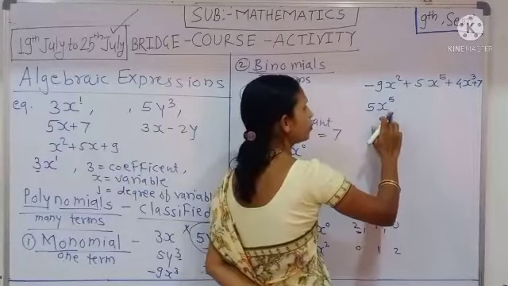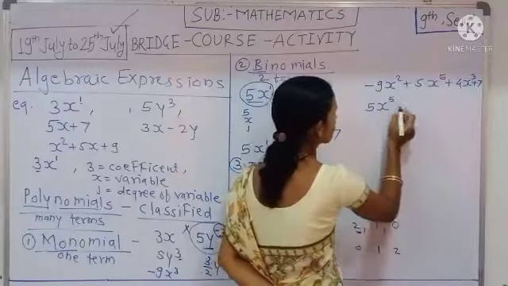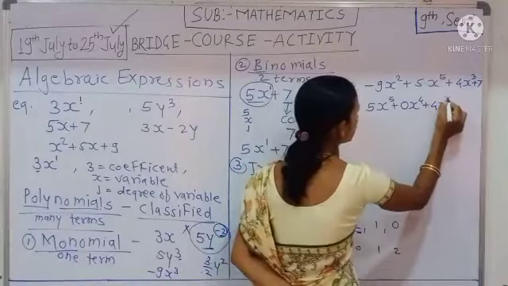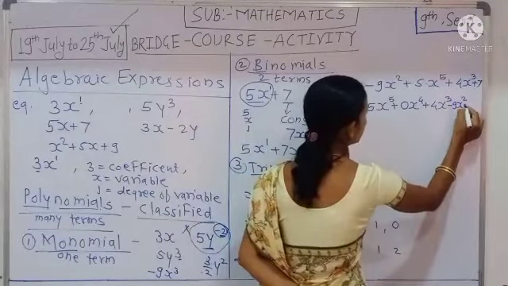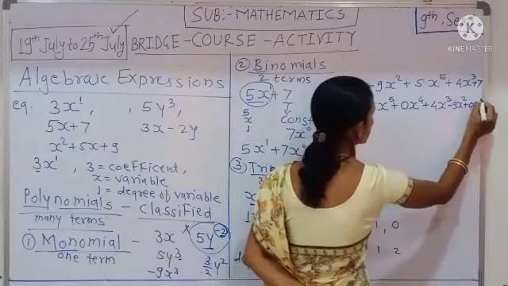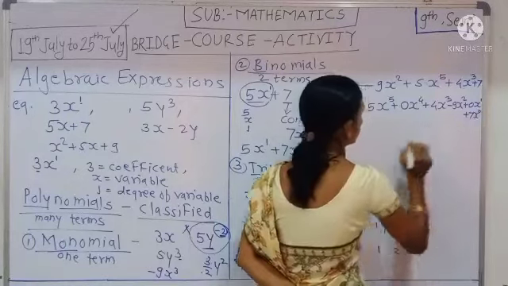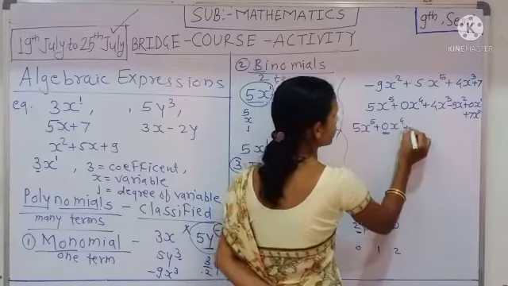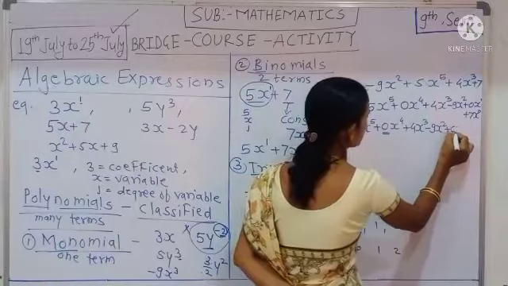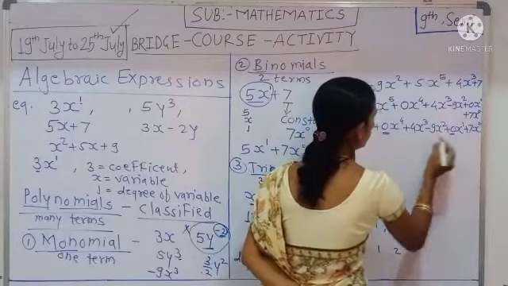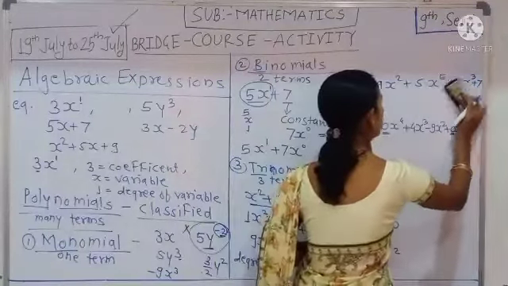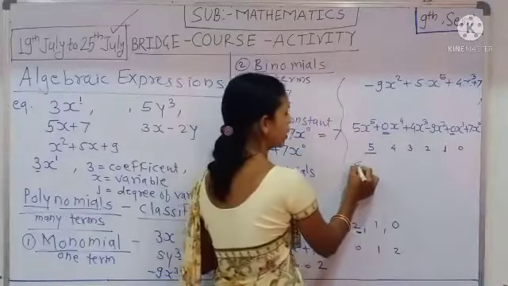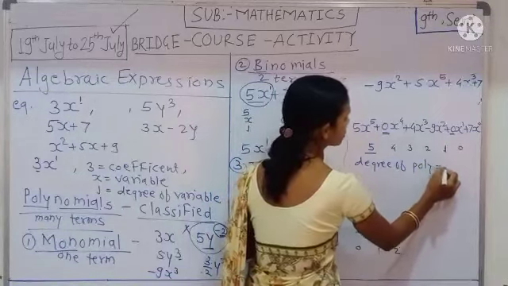Then the term of x with degree 4 is not given here, therefore we have to write 0x raised to 4. Then we write the term with degree 3, then minus 9x square, then 0x raised to 1, plus 7x raised to 0. That is, 5x raised to 5 plus 0x raised to 4 plus 4x cube minus 9x square plus 0x raised to 1 plus 7x raised to 0. That is the standard form of the given polynomial. The degrees are 5, 4, 3, 2, 1, and 0. The highest degree is 5. Therefore, the degree of the above polynomial is 5.